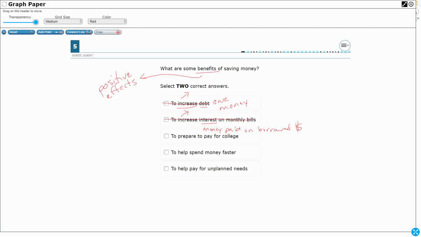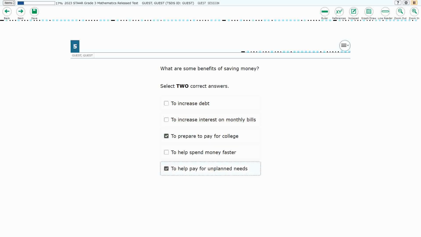To prepare to pay for college, yes, saving money for college definitely works. To help spend money faster, and I guess you could spend money faster if you save money, but I don't know if that's a benefit of it. Let's see if that last one is a little bit better. To help pay for unplanned needs. All right, so that's a big idea. Yes, saving money helps you pay for unplanned needs, so that's a better answer. So my answer here is going to be option 3, option 5.